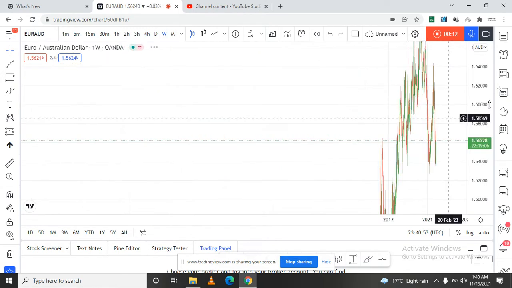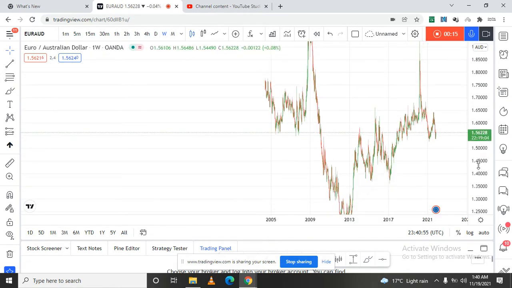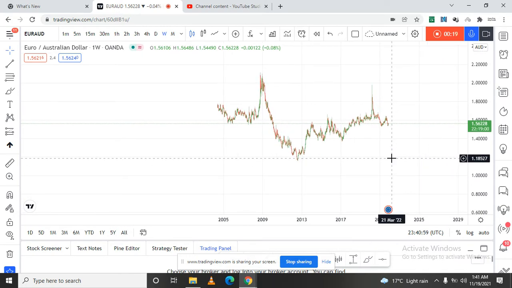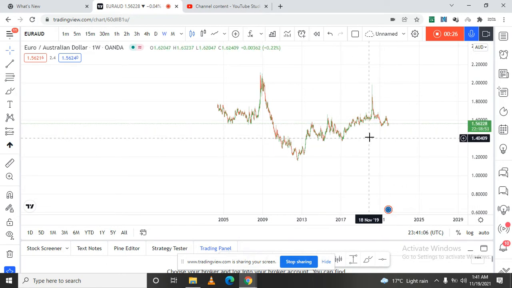Today we're gonna be analyzing currency pairs. We're gonna be analyzing Euro NZD, Euro AUD, CHFJPY, and also GBP USD.